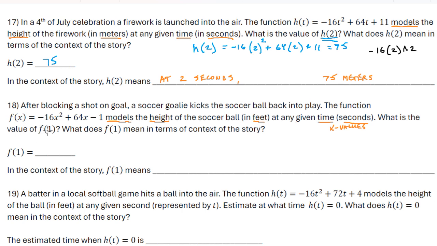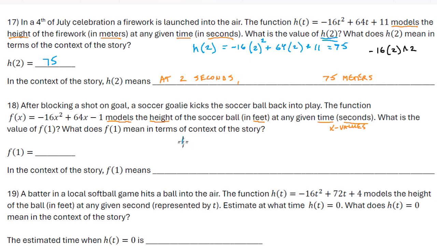Well, hopefully you're already thinking about this. f of 1, well, 1 is our input value, x. And we just said our input value is time in seconds. That means f of 1 is trying to figure out how high is the ball after 1 second. So 1 second after being kicked, how high is the ball off the ground? So we're already talking about meaning here. Let's do our math.